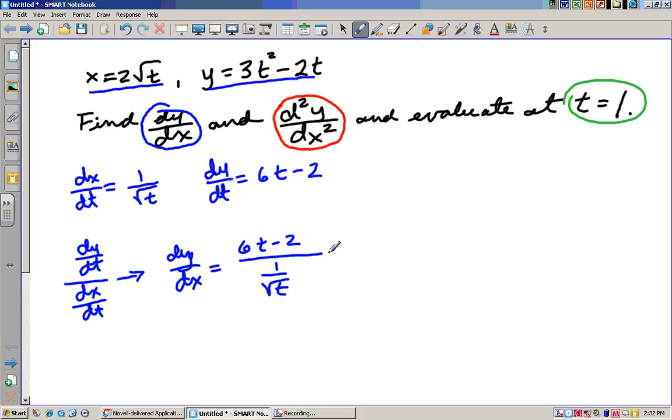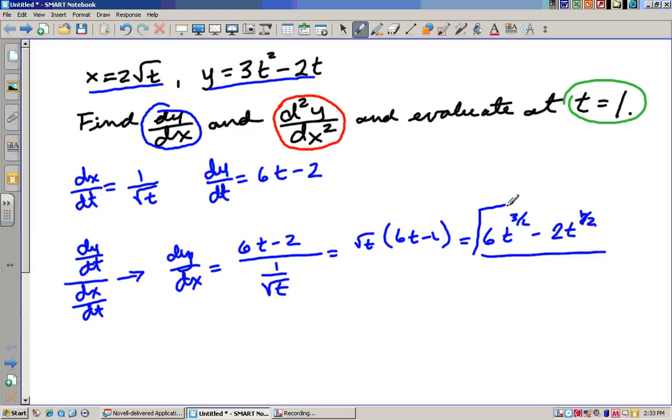And cleaning things up a little bit, this will equal square root of t times 6t minus 2, or in other words, 6t to the 3/2 minus 2t to the 1/2. And here we have dy/dx. So what we actually have is the slope of that parametric equation. The one that you graphed yesterday, this will tell you its slope, or in other words, its dy/dx.